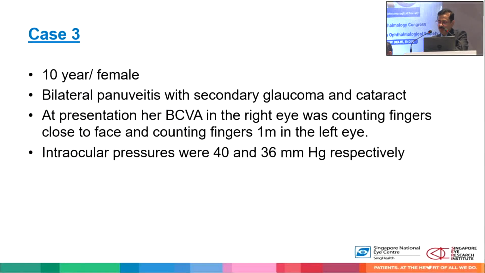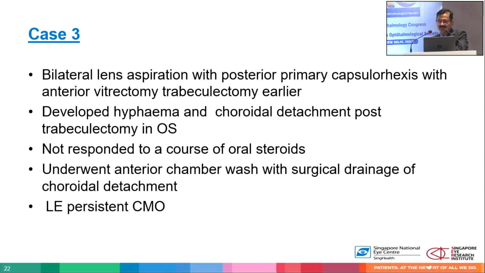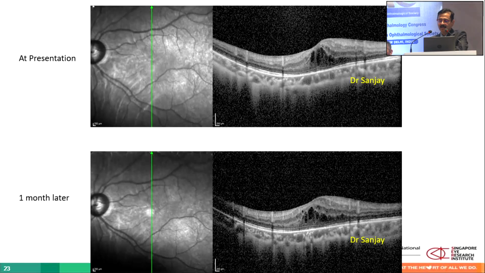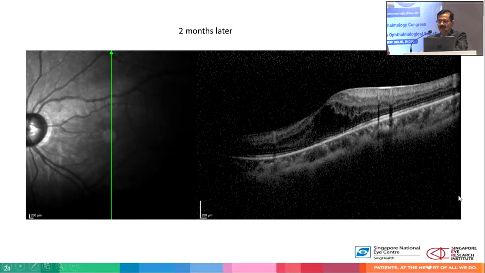The third case was a more challenging case of bilateral panuveitis with secondary glaucoma and cataract. At her presentation elsewhere, she had a vision of counting fingers at 1 meter. Intraocular pressures were also very high. So these were the procedures done. She came to us when she had been on oral steroids, topical steroids, and had persistent cystoid macular edema. After initiation of topical interferon, 1 month later there was some reduction. But unfortunately, 2 months later, this again recurred despite using the topical interferon.